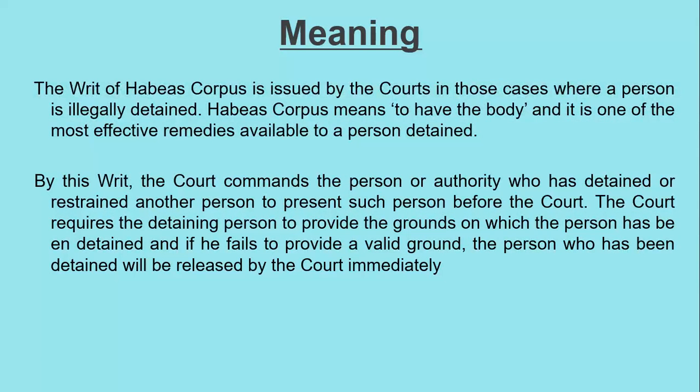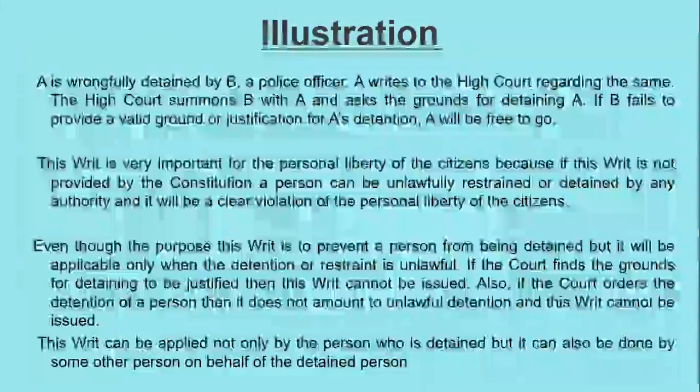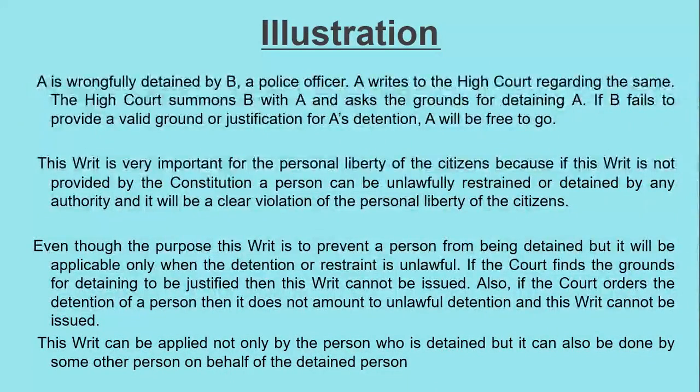Okay, meaning that if a person is in custody, obviously in some illegal way, and the court asks the authority questions and it fails to provide the grounds, then that person will be released immediately. That is habeas corpus. And who can go for this? Either the detained person himself, or his family members, or his friends. Okay, suppose that A is wrongfully detained by B, a police officer. A writes to the High Court regarding the same. The High Court summons B with A and asks the grounds for detaining A. If B fails to provide a valid ground or justification for A's detention, A will be free to go.